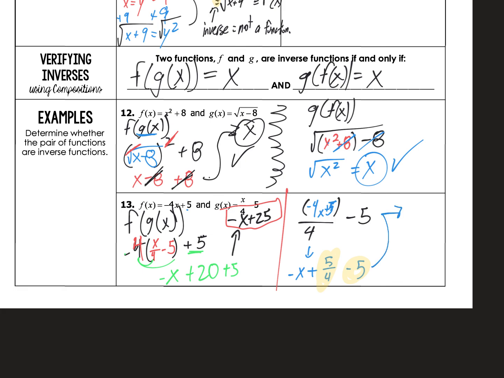You could simplify this further and get some fraction, negative 15 over 4 minus 15 over 4. The basic idea is that it's not equal to x, right? So these are both not equal to x. So f of x and g of x are not inverses. And on the first one, they are inverses.